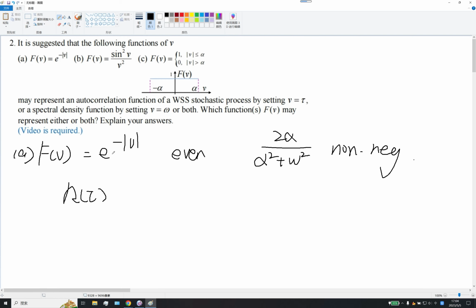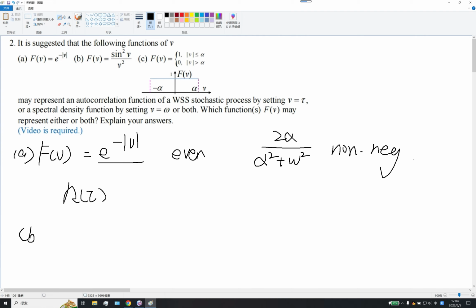And second, whether it can be a spectral density function. Because this function is non-negative, it is always larger than 0, so it can be a spectral density function.